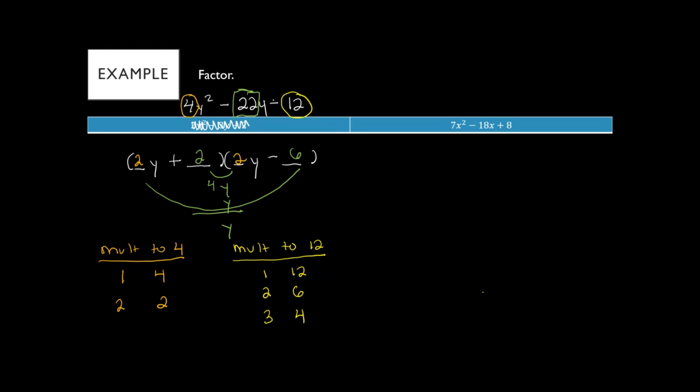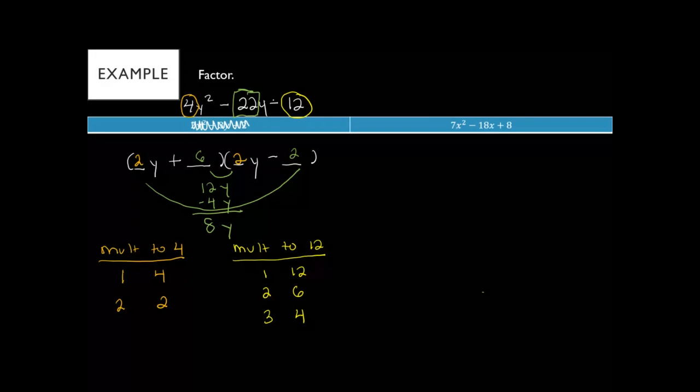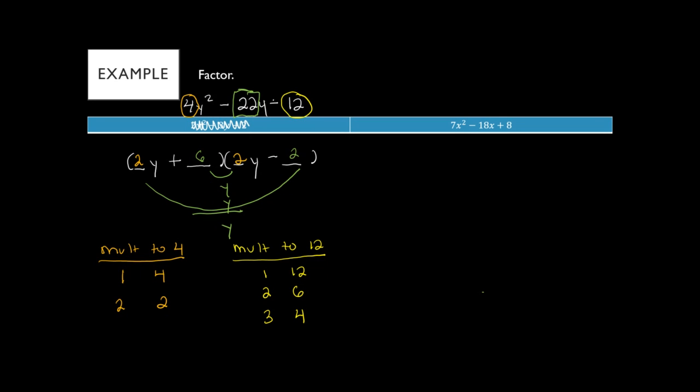2 times 2 is 4. 2 times negative 6 is negative 12. 4 minus 12 is negative 8. We want negative 22, so that's not going to work. So you try switching them. 6 and 2. 6 times 2 is 12. 2 times negative 2 is minus 4. 12 minus 4 is 8. We're looking for negative 22, so that's not the right combination. You can see why you have to do this in pencil.